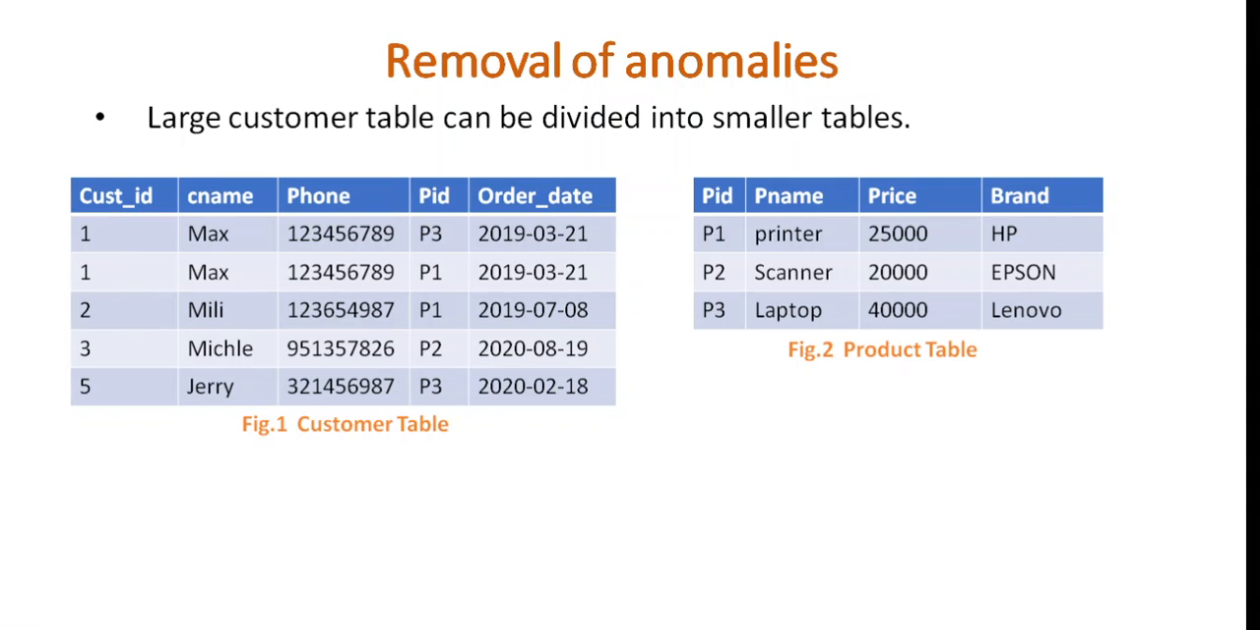And the deletion problem occurs when we try to delete data for one entity, but it also deletes data for another entity. By splitting a larger table into smaller tables, we can minimize redundancy and avoid all these anomalies. So this is all about today's session.